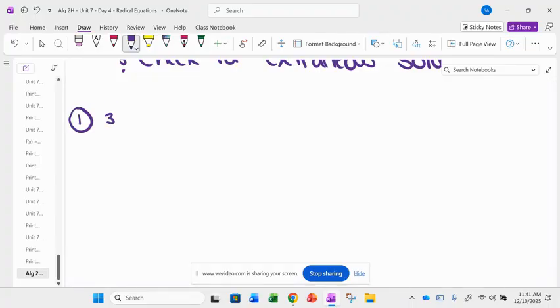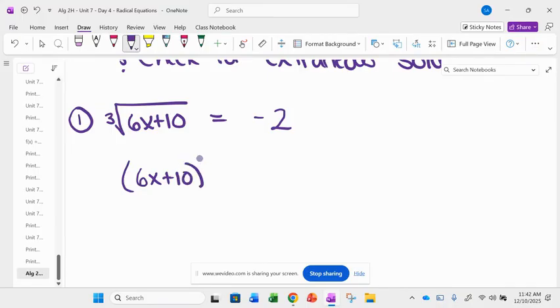So let's say I have the cubed root of 6x plus 10 is equal to -2. We're going to solve for x. Well, right now I have a radical. I have the cubed root. My first step was to make sure that the radical, or the expression that's raised to the exponent, is by itself. Is it by itself? Yes. So I'm going to write this as an exponential. This is 6x plus 10 raised to the 1/3 power. Do we agree?